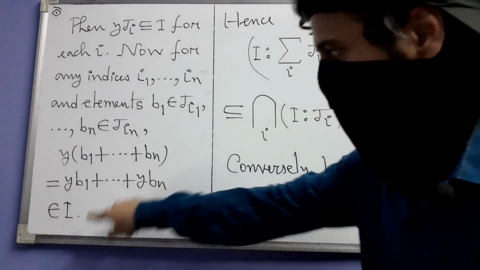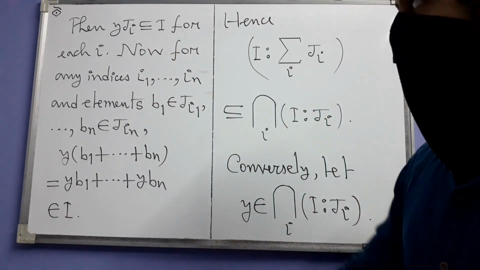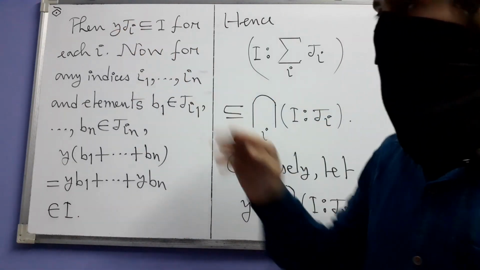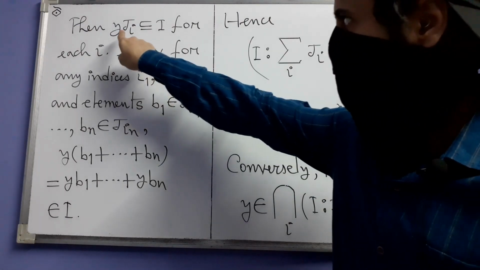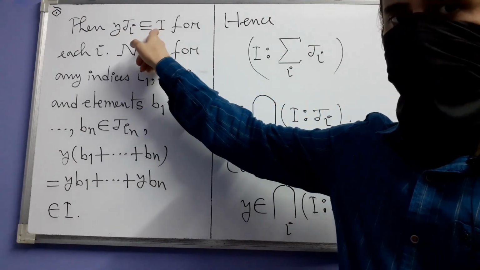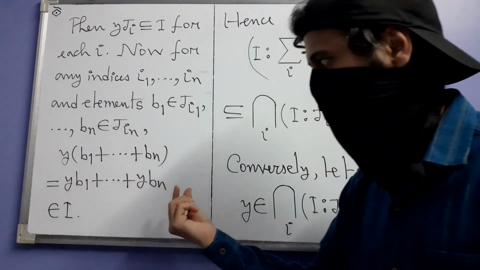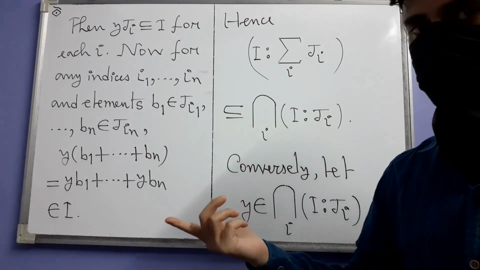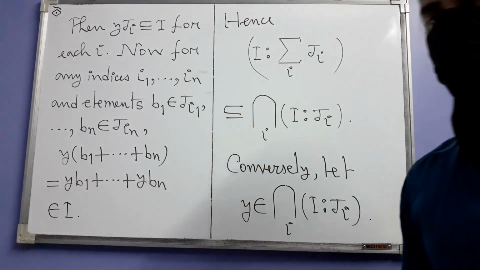Now this belongs to I. Why? Because of this thing. If you take y times any element from J_i, that product will of course be in yJ_i, and because of this containment that will also belong to I. That means each such yb is in I, and because I is an ideal, it's a group under addition, so this sum also belongs to I.